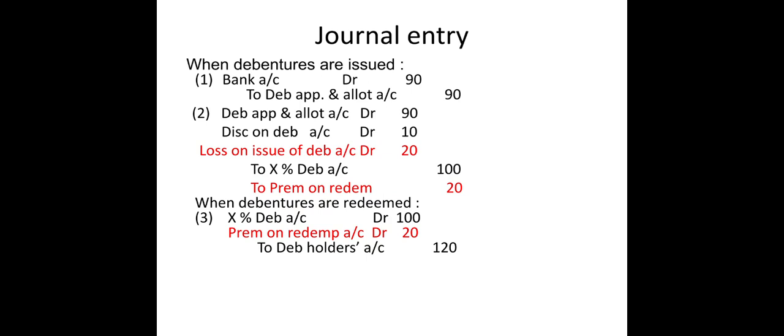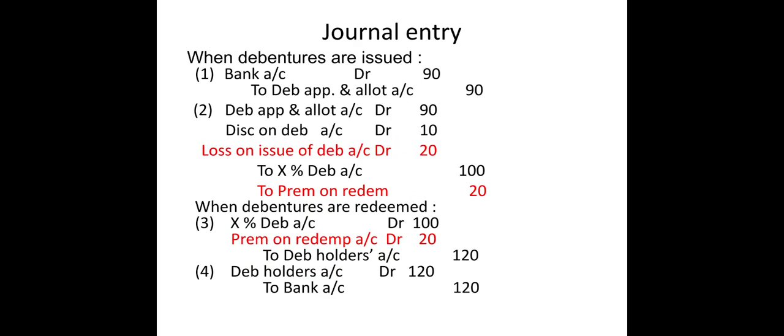And the last entry now, student, last entry is also very simple. Debenture holders account debit to bank 120. Okay, student, I am sure this is very clear in your mind. You will remember all these entries. Now all you need to do is just multiply all these amounts with number of debentures.